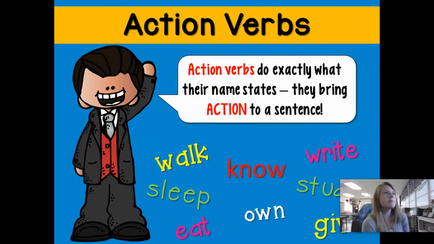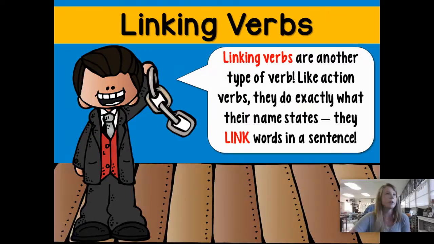So the first type is action verbs. Action verbs do exactly what their name states. They bring action to a sentence. This is kind of what we are familiar with as verbs. They're action words. Walk, sleep, eat, know, own, write, study, give. So the first type is action verb.